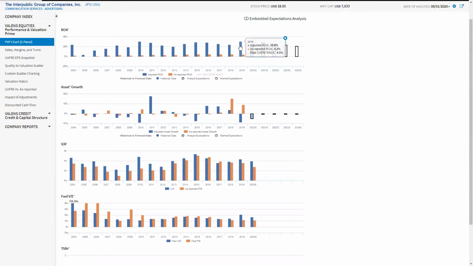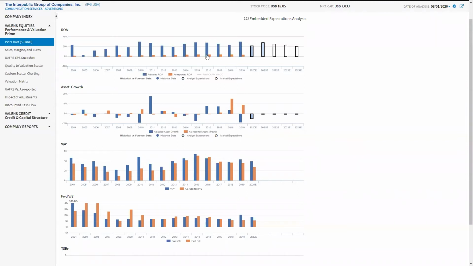So when we look at this, the first thing that jumps out to us on these historic charts is the blue bars versus the orange bars. The blue bars here are the uniform accounting true blue return on assets for this business. The orange bars are the distorted as reported ROAs for this business. And we see immediately when we look at Interpublic that for the last 15 years, as reported metrics are massively understating how profitable this business is.